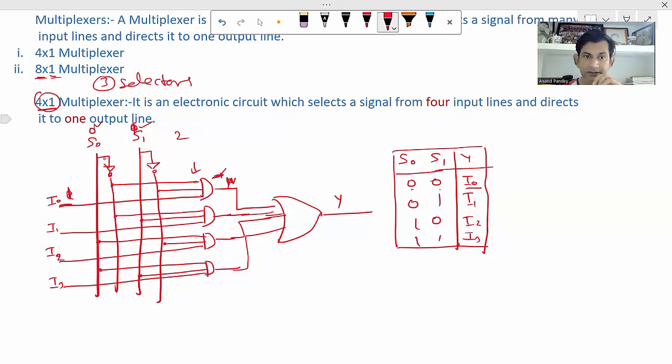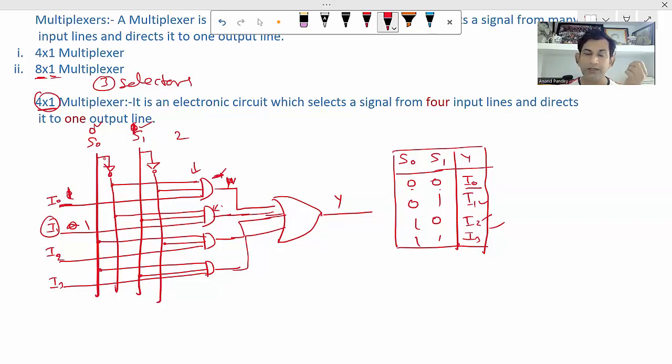If it is 0, 1, in that case, this AND gate will be selected, and whatever the value of I1, if it is 0, the output will be 0. If it is 1, output will be 1. That's why I1, I2, I3 I have written. So this is the working, and this is the logic circuit. This is the truth table of this.